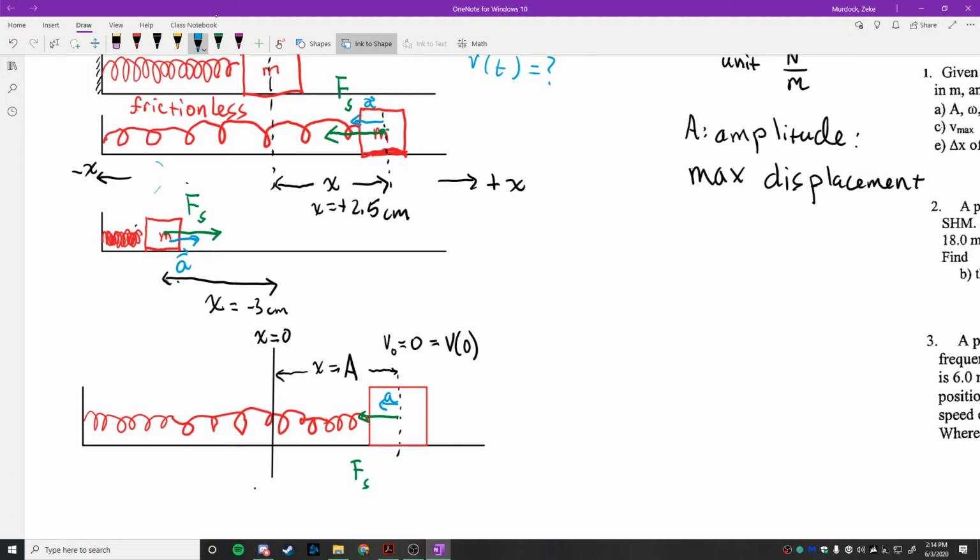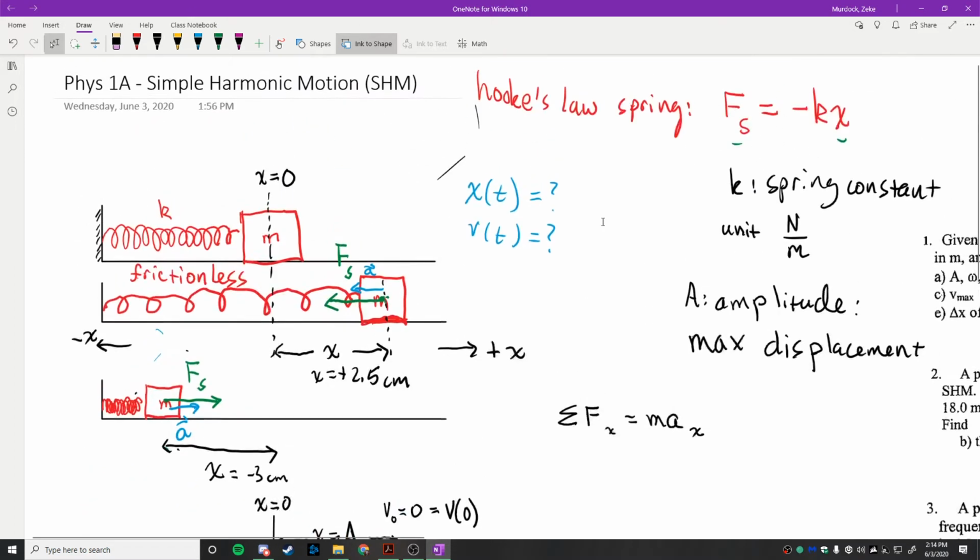And what we know about systems like this is if you have an object with mass m subject to only one force F, then if I take the sum of all forces acting on my object in the x direction, it should be equal to the mass of the object multiplied by its x acceleration, right? In this case, this is going to be an acceleration in the x direction. On the left-hand side, all we have is this spring force, right? And we said before that the value of the spring force is negative k times the position x.